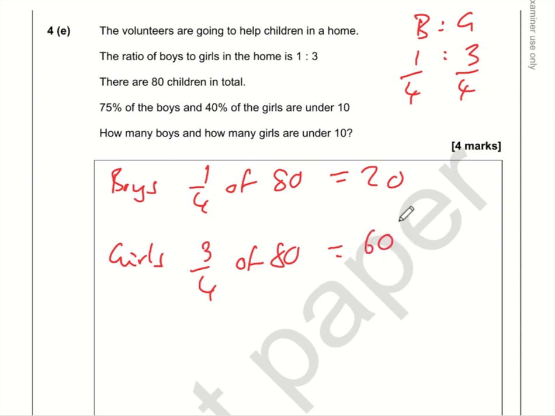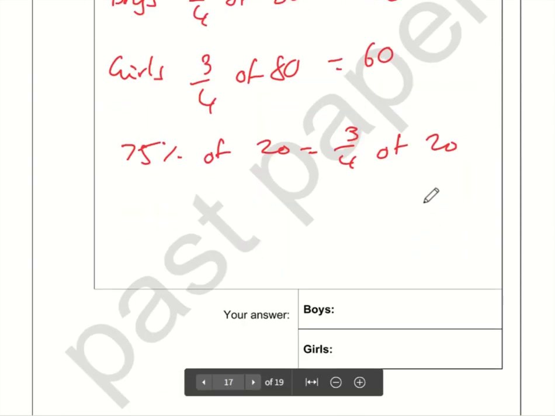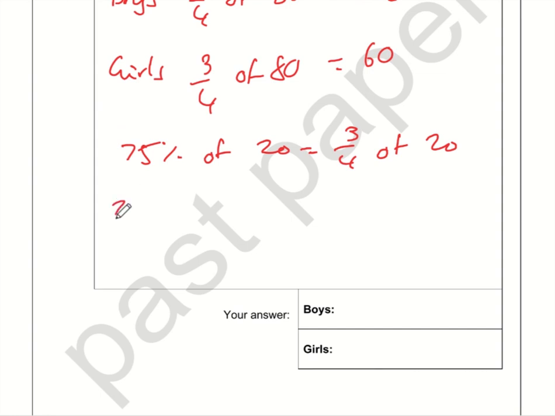Okay, now 75% of the boys are under 10. So what is 75% of 20? 75%, probably easier if you just see this as 3/4 of 20. So here we're working out a fraction of a total again. So take our total, divide by the number on the bottom, multiply by the number on the top, and that comes to 15. It might be obvious that 3/4 of 20 is 15 for some people. So 15 boys.